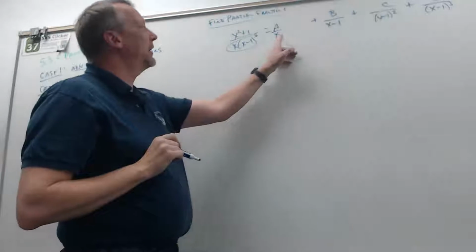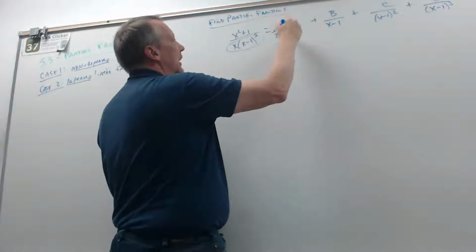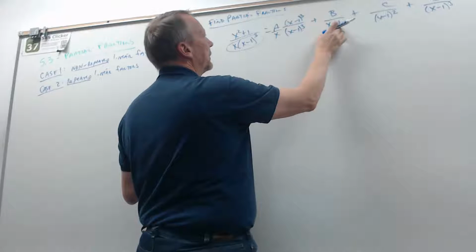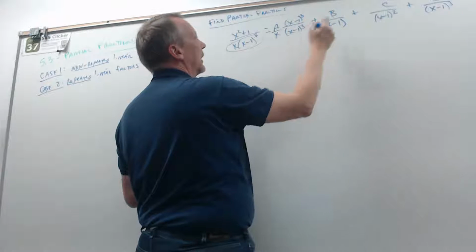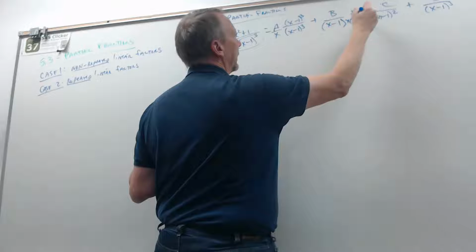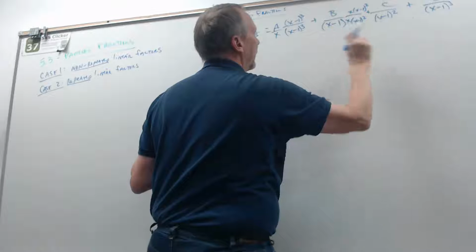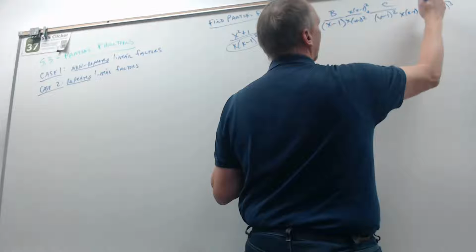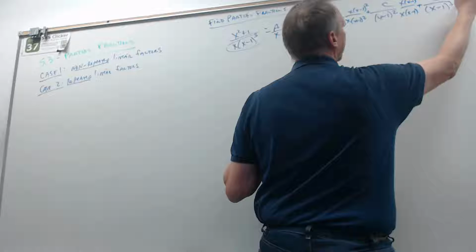Now, this is already the common denominator, correct? What do I need to multiply the x by to get this common denominator? x minus 1 cubed. What do I got to multiply this one by to get this? x and x minus 1 squared, right? And this one? x and x minus 1. And this one? Plain old x.